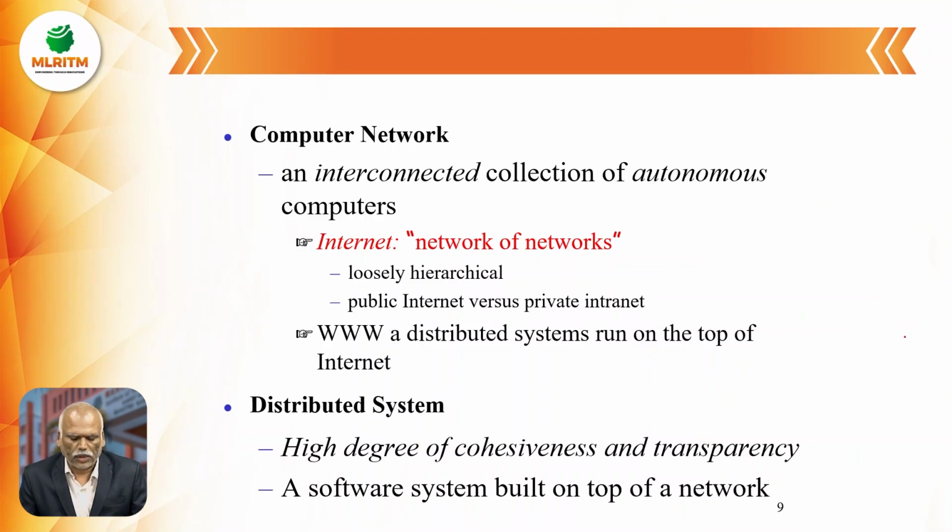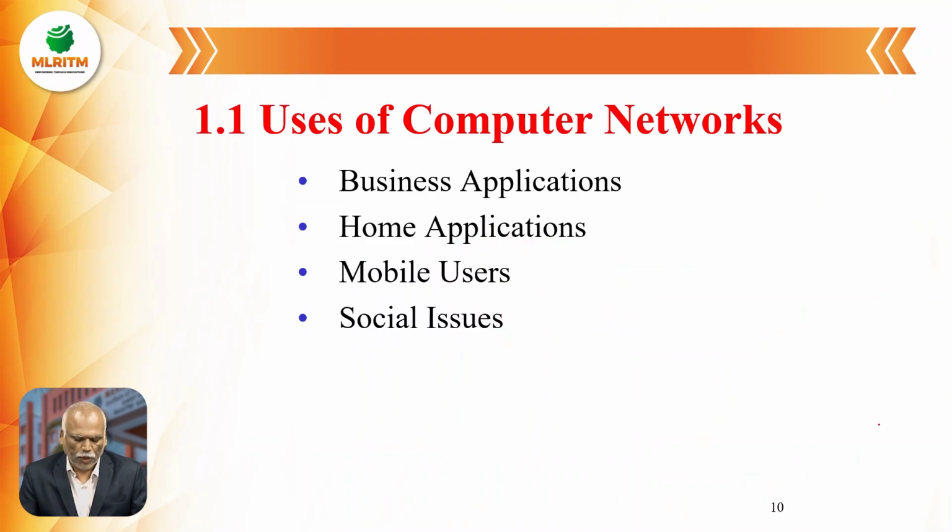A distributed system provides a high degree of cohesiveness and transparency. A software system that is built on top of the network is known as a distributed system. That is somewhat different from a computer network, where the computer network is the network of devices with a lesser degree of cohesiveness. That's about the computer network basically.